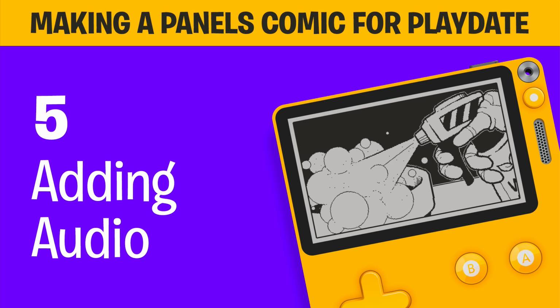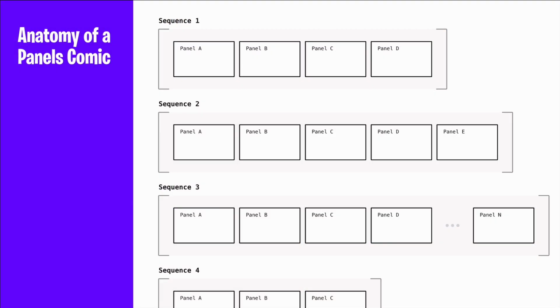So we've got our images imported, we've got our comic data files set up, we've got sequences and panels and layers animating. Now let's add some audio. So there are 3 different ways I can add audio to my comic.